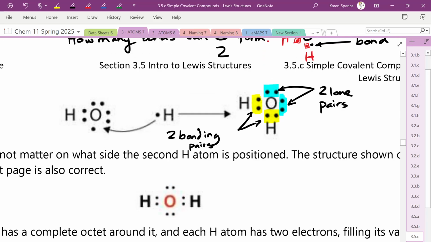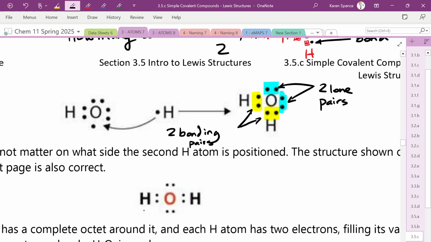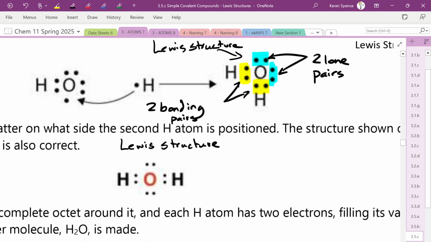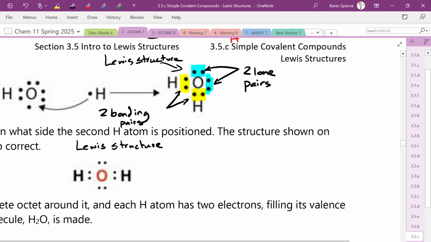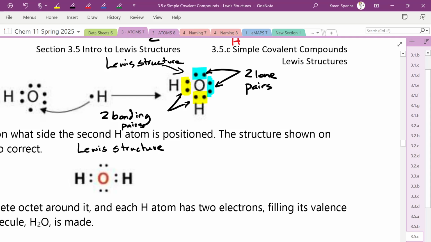Okay. Anyway, just so we know, it does not matter whether you position the hydrogen on the side or the bottom, or you could place it on either side. Either one of those is okay. All right. And this is the Lewis structure for water. This is also the Lewis structure for water.